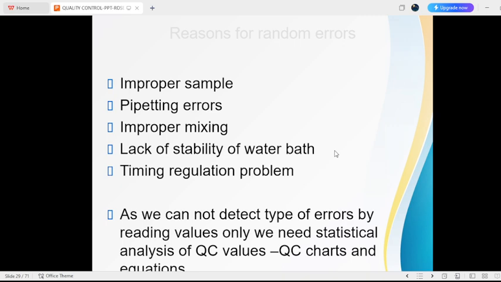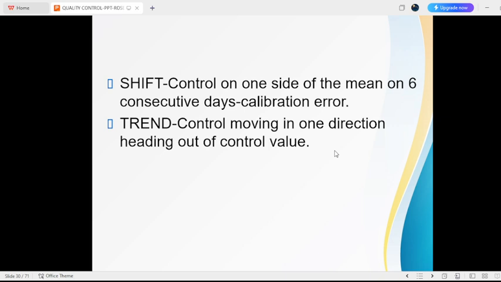As we cannot detect the type of error by reading values, we need statistical analysis of QC values. For that we need QC charts and calculations. Already we discussed shift and trend in systemic and random errors. So what is meant by shift? Shift means control on one side of the mean on 6 consecutive days. That means for 6 consecutive days the control values fall on one side. That indicates calibration error. Trend means control moving in one direction, heading out of the control value.